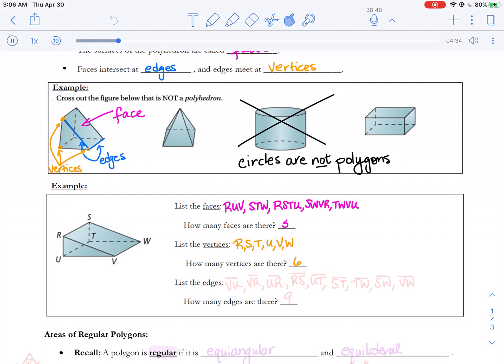Okay, edges. Andrew, name edges. V. I'm going to trace it and write them down here. Go ahead. VR. RU. Oh, wait, you said UR, didn't you? Okay, UR. Or did you say RU? Doesn't matter. Oh, okay. RS, RT, UT, and then ST.